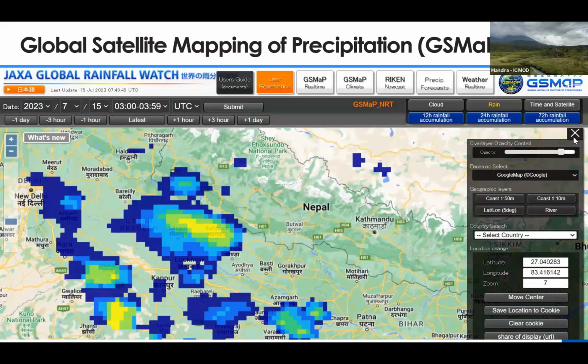Another example is again the GSMaP, the global precipitation map from JAXA. This is very good in terms of the rainfall watch. In this image you can see the lot of rainfall in the area of Delhi, and this is just from today, actually, showing how much rain is falling. So it's a good way of monitoring, and you can find out what is happening.